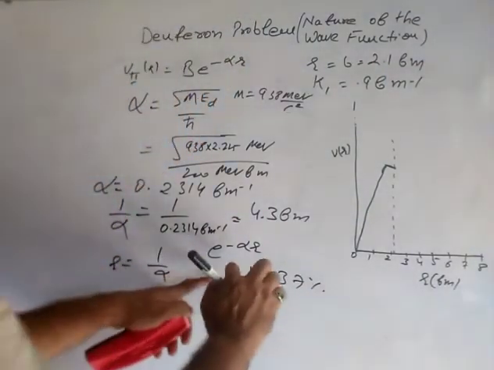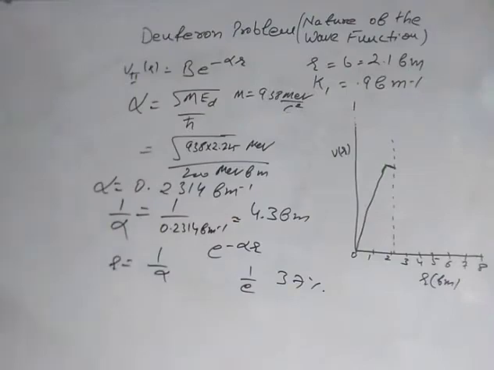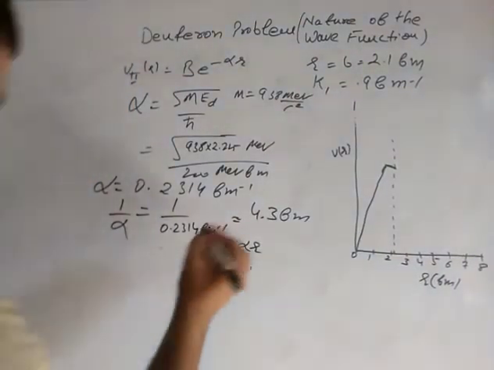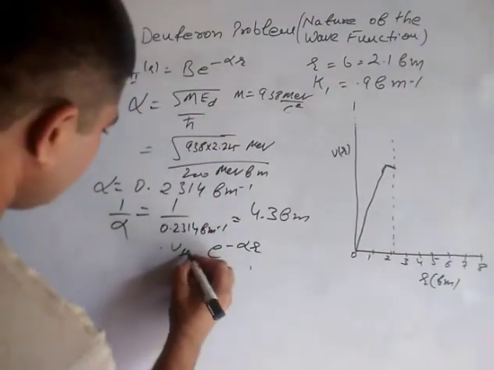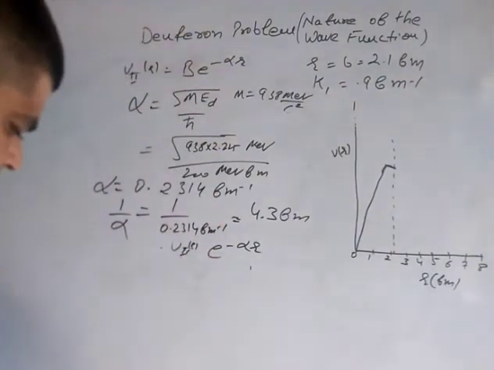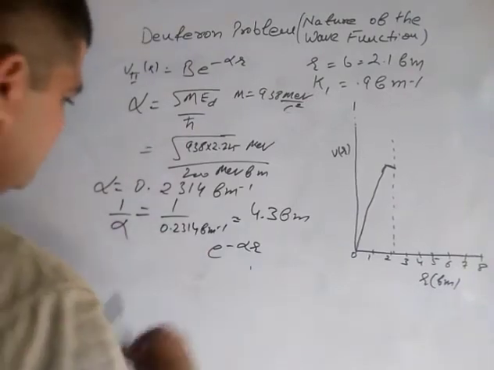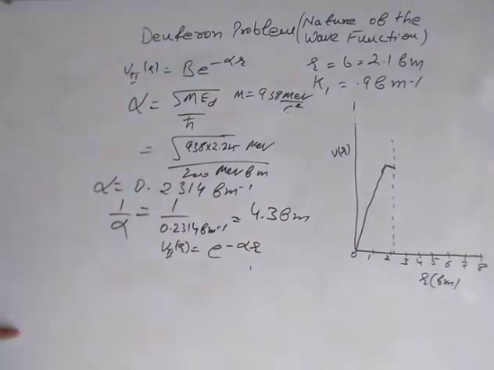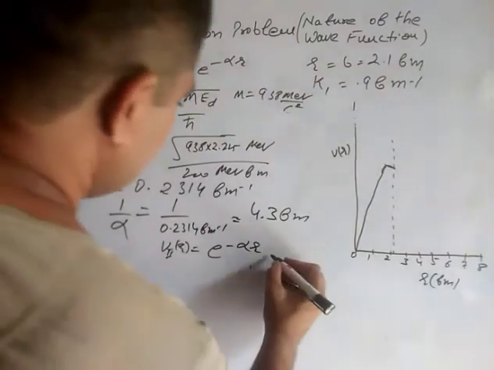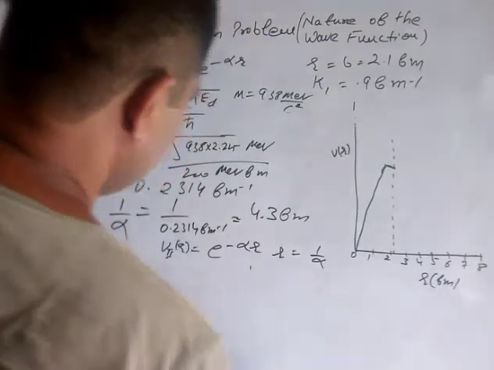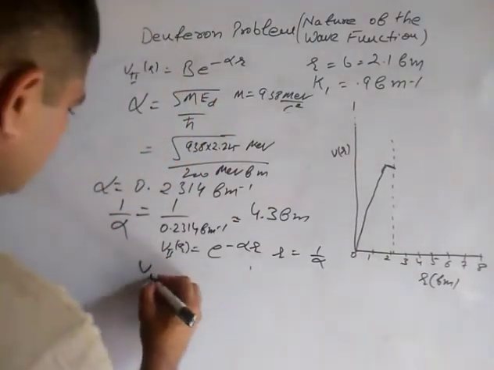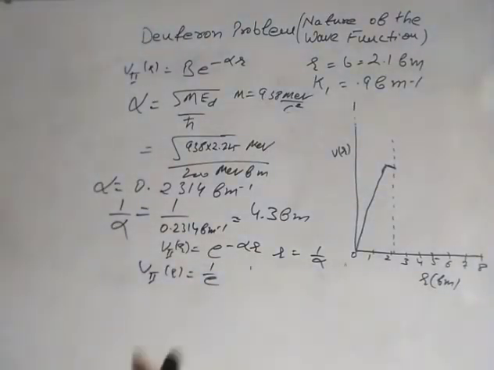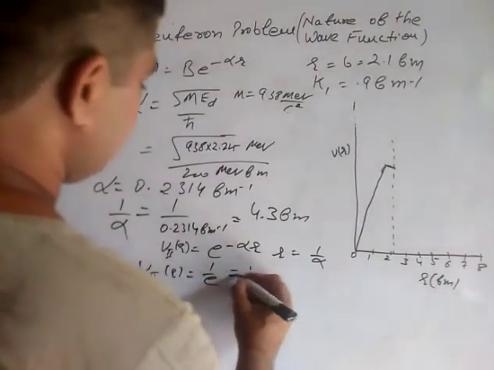Let me make it more simple. If you have a wave function in the second region, u2 of r, equal to exponential minus alpha r, then at r equal to 1 by alpha you will get u2 of r equal to 1 by e. It means the wave function will reduce to 1 by e of its maximum value. 1 by e is 37% of its maximum value.